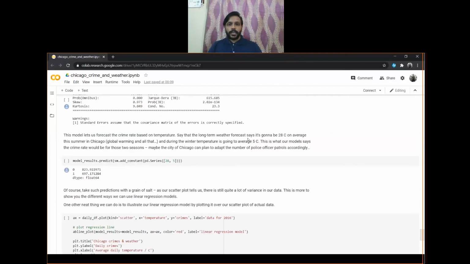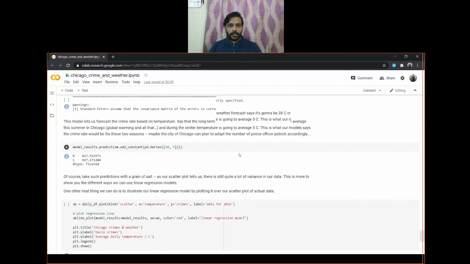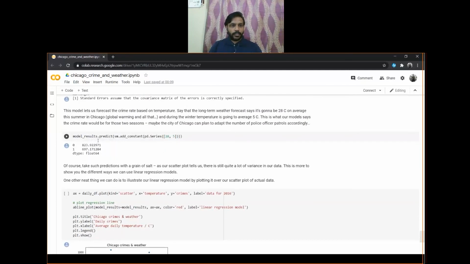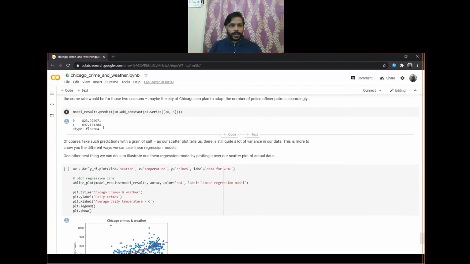If the weather forecast says it is going to be 28 Celsius this summer in Chicago, how much crime rate can we expect? Or if the temperature is going to be 5 degrees, how much crime rate can we see? So I'm calling the predict function here and passing these series values. You can see the prediction values. But again, we should take such predictions with a grain of salt, because this is just one year of data. And if you see our previous scatter plot, there is quite a lot of variance in our data. This is to give a quick overview of the different ways we can use our linear models here.